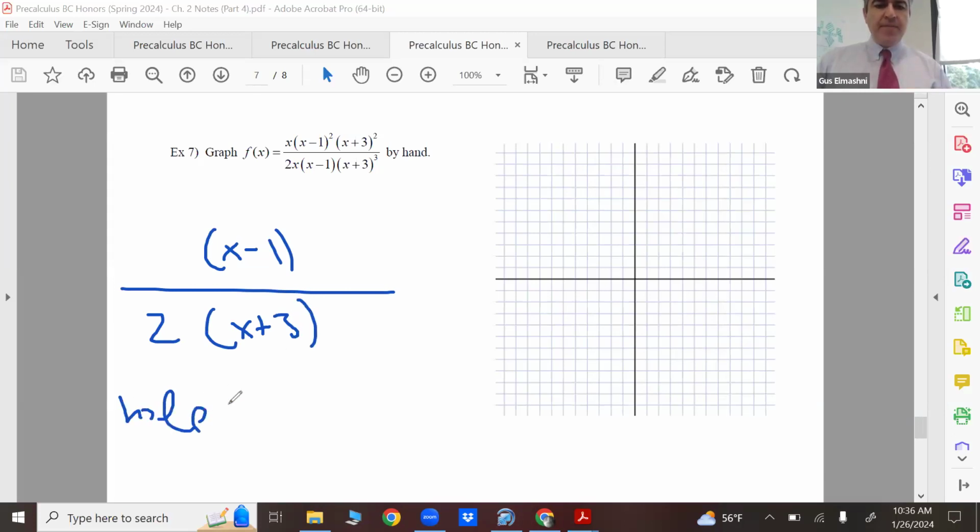Guys, I have 2 holes here. Do the x's cancel too? So 0. Holes are at 1 and -3. So you guys got x minus 1, 0, 1. There's a vertical asymptote at x equals -3.